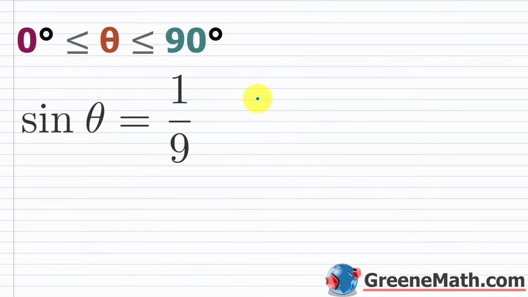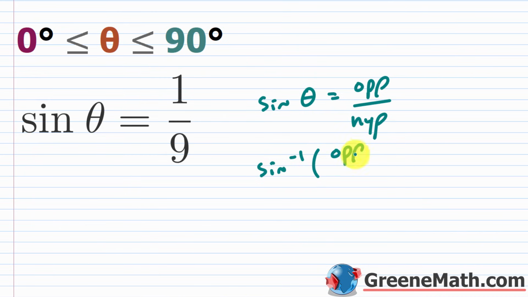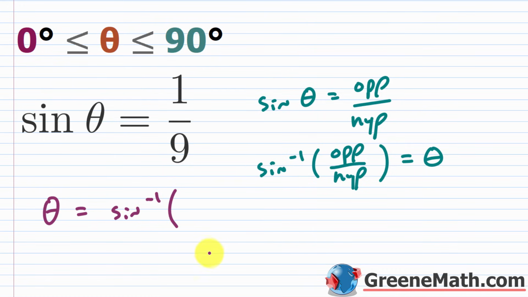So we know already that the sine of theta is equal to the opposite over the hypotenuse. And so again, the sine inverse of your opposite over your hypotenuse, or you could say the arcsine if you call it that, is going to be equal to your angle theta. Okay, so we're just going to punch this into the calculator. We're going to say that theta is equal to the sine inverse of 1/9. So that's your ratio there.